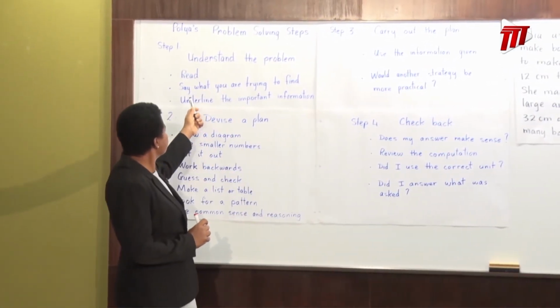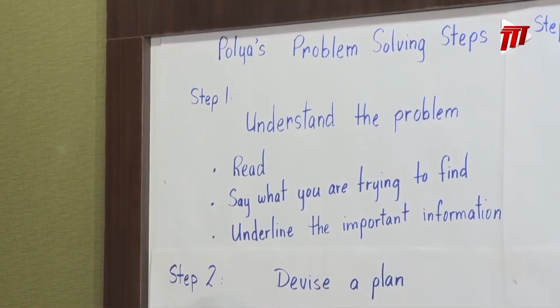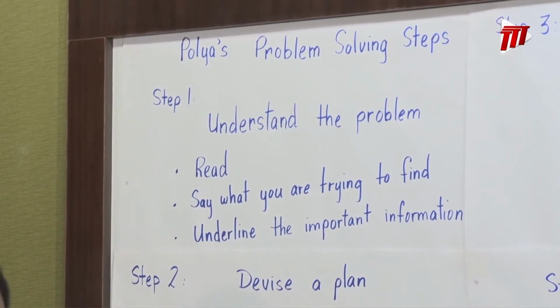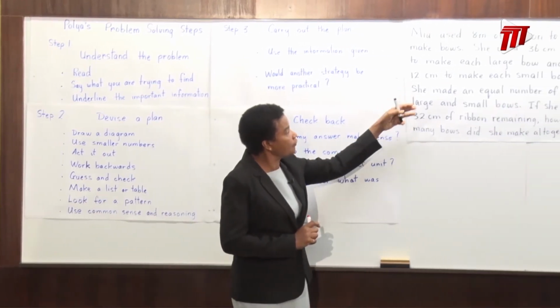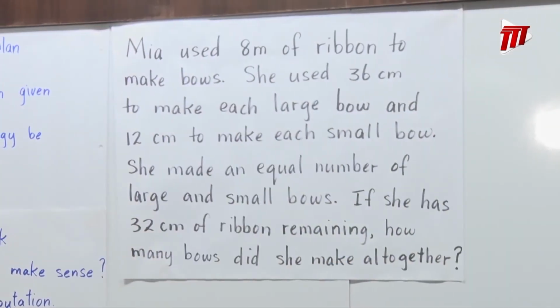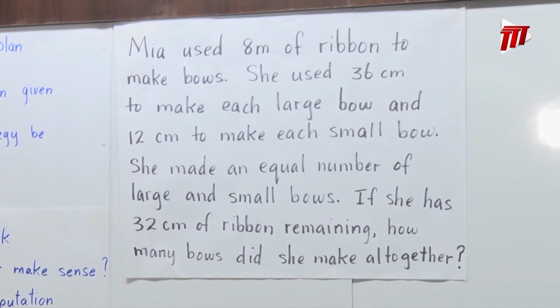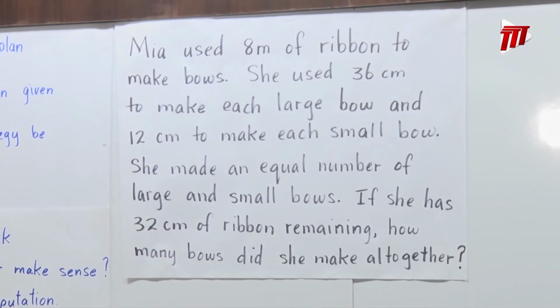Let's move on. Say what you are trying to find. What are we trying to find out in the question? Well, we know she's making large and small bows. We want to find how many large and small bows she made in all.